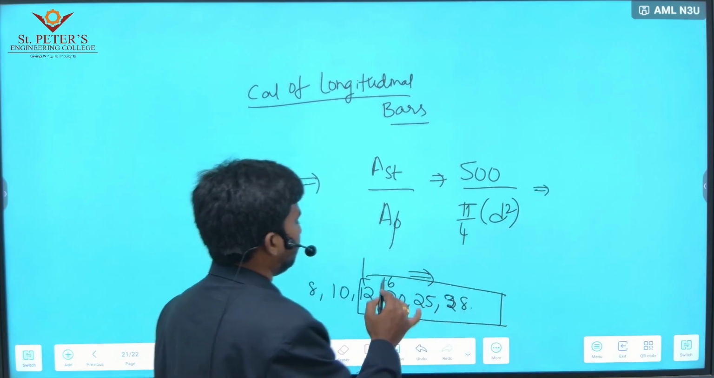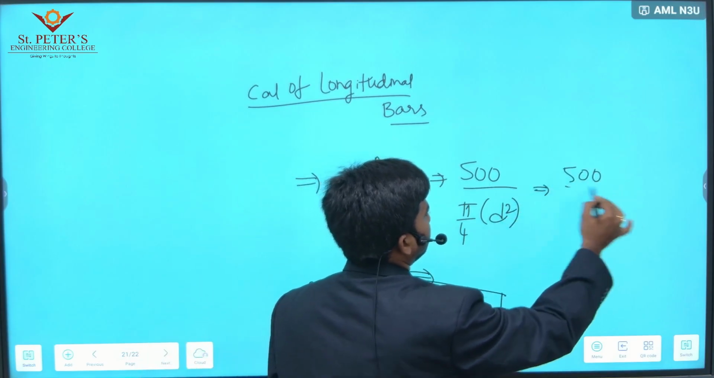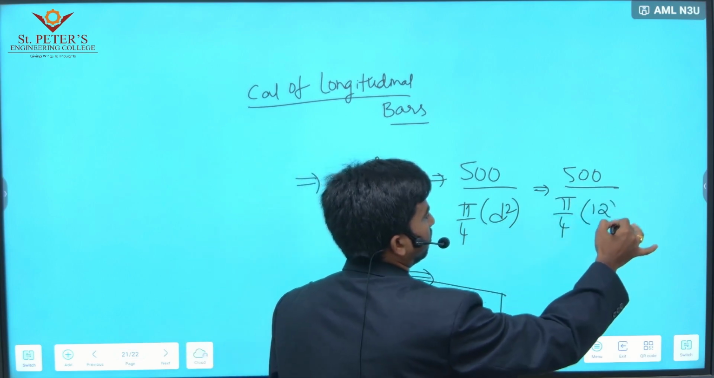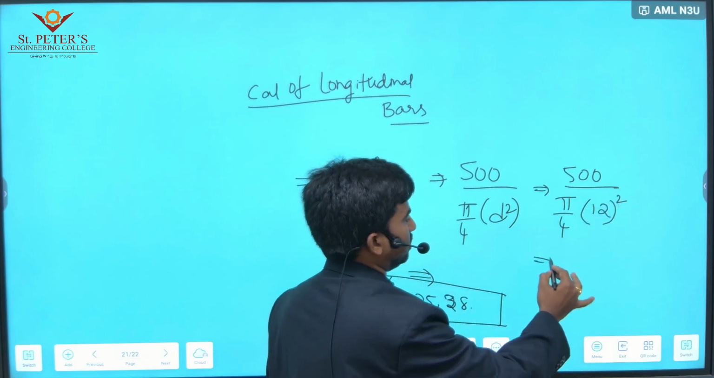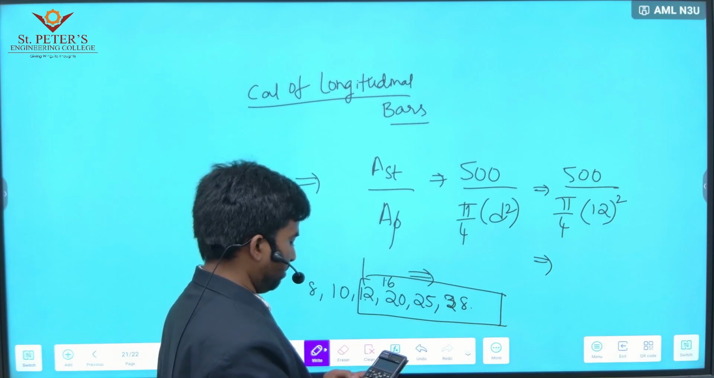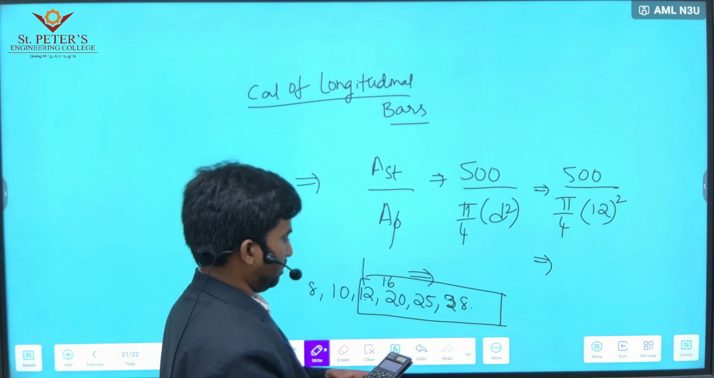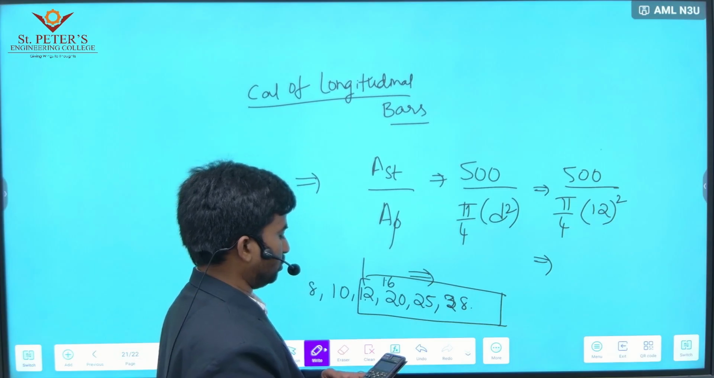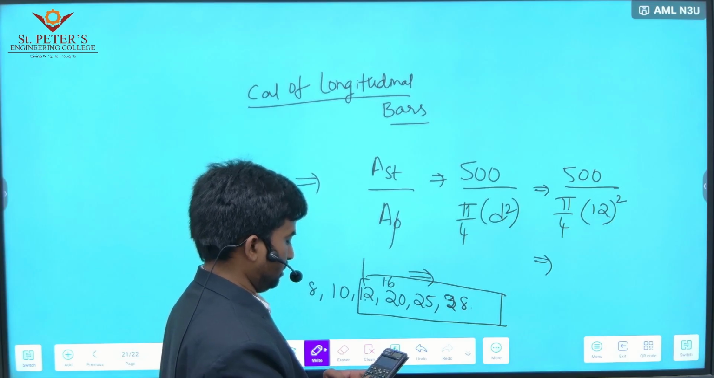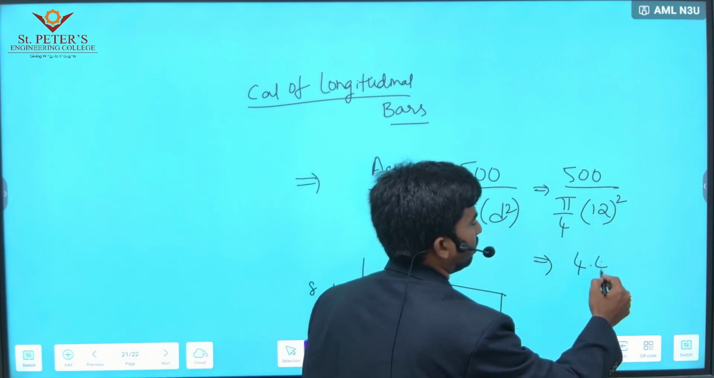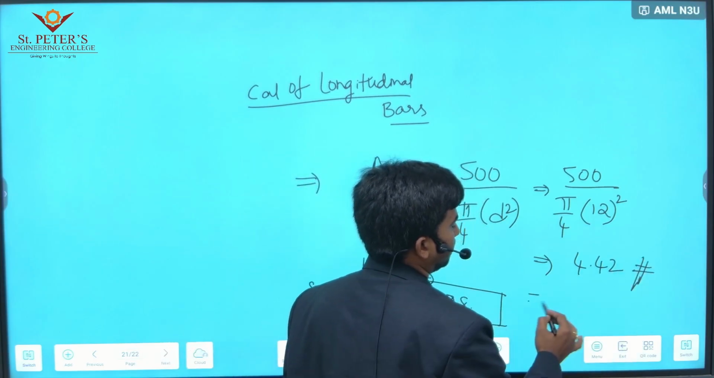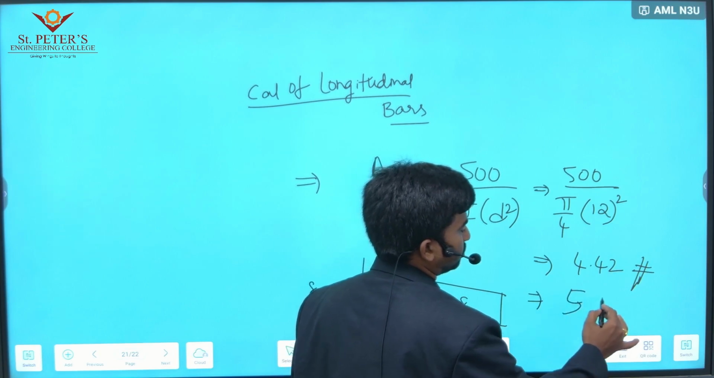Here for the beam, the assumed value is pi by 4, taking 12, pi by 4 d square. So pi by 4 multiply with 12, we got the value 4.42 bars. Nearly we are taking 5 bars. We are assuming 5 bars.